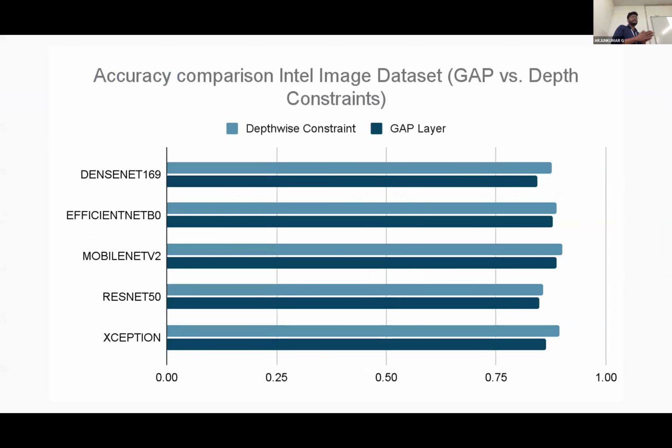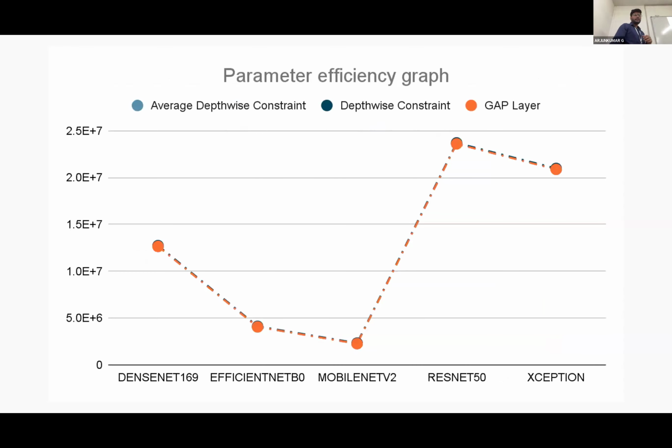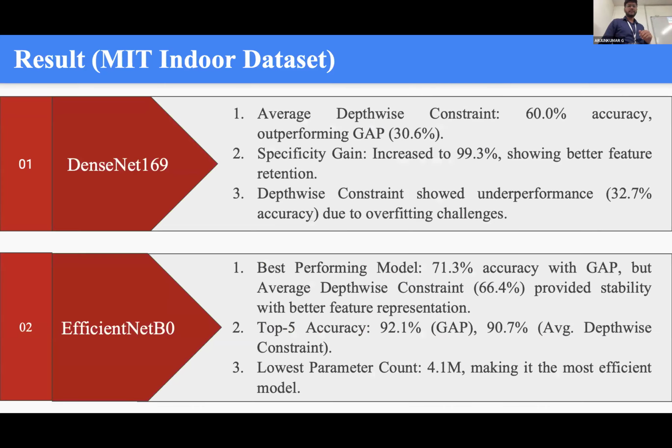This is the accuracy comparison for the gap layer and depth-wise constraint layer. As you can see, the depth-wise constraint layer outperformed the gap layer for every model. And this is a parameter efficiency graph. It shows the different numbers of parameters for the different models which we chose. As you can see, MobileNet has the least number of parameters, then EfficientNet, then we had DenseNet, and after that we have Xception, and at last ResNet with the most parameters.